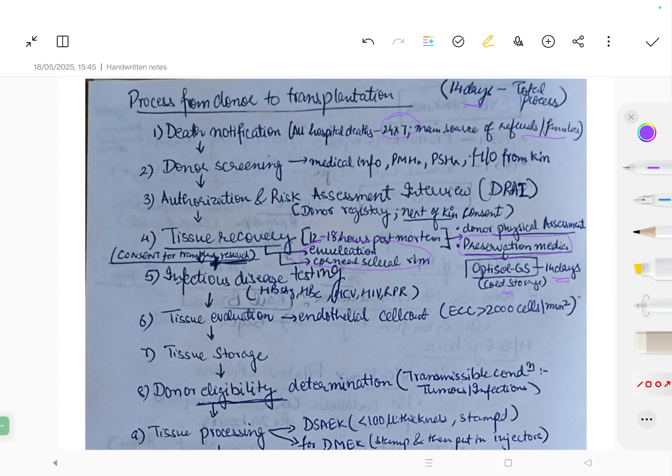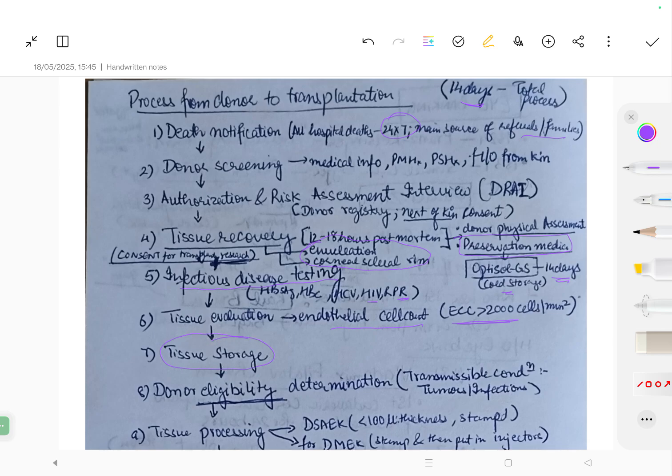After the tissue recovery, infectious disease testing is done for hepatitis B surface antigen, hepatitis C virus, hepatitis B core antigen, HIV, and syphilis (RPR). After this, the tissue evaluation is done and the endothelial cell count is taken. Tissues having an endothelial cell count of more than 2000 cells per millimeter square are taken for transplant. These tissues are then sent for tissue storage.